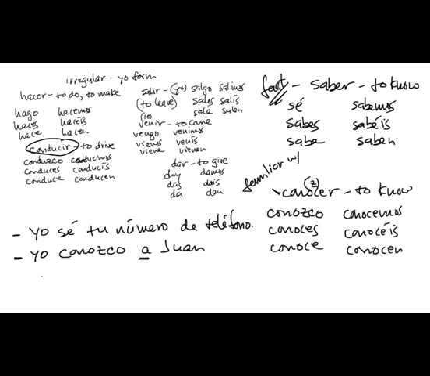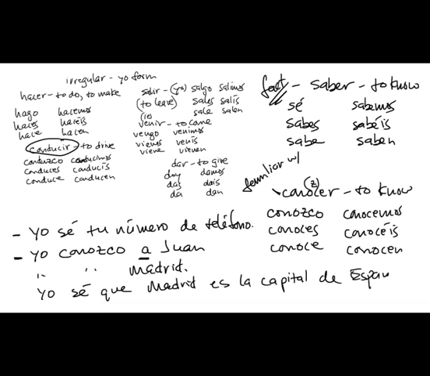You could also say, yo conozco Madrid, meaning I'm familiar with Madrid. Some other ones for knowing facts would be, you can say, yo sé que Madrid es la capital de España. That would be a fact. I know that it is the capital of Spain, but I'm familiar with Madrid, conocer. Okay, so there you have it. Saber, conocer, and verbs with irregular yo forms.